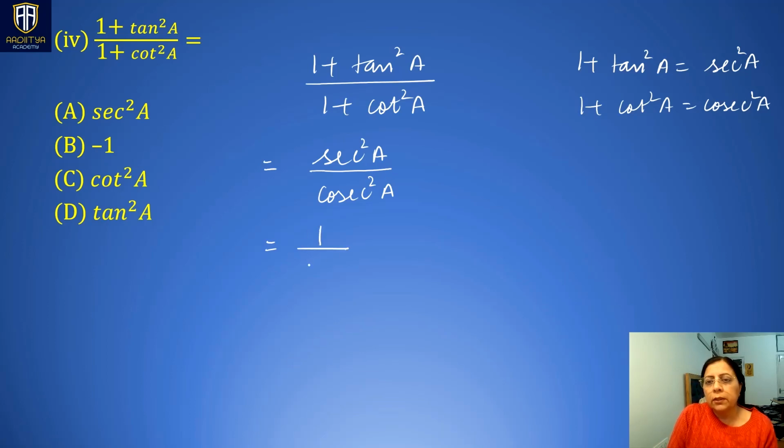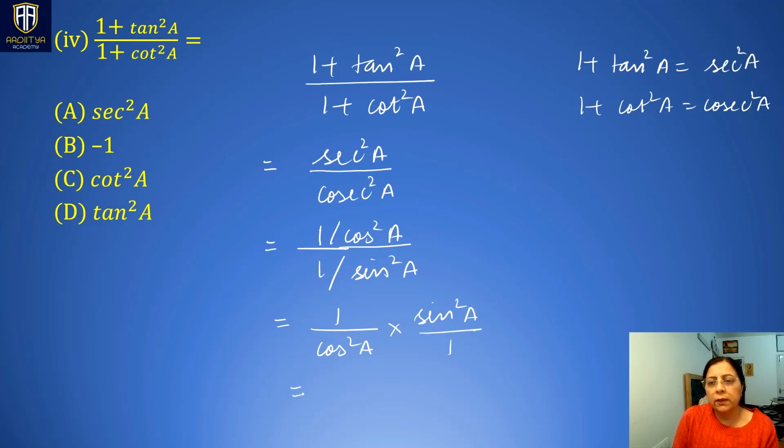Secant square A can be written as 1 upon cos square A, and this can be written as 1 upon sine square A. Both are fractions in a bigger fraction, so we can write it like 1 upon cos square A, and this can be flipped, sine square A over 1. So finally we have sine square A upon cos square A, which is tan square A. You can see that this is the last option, D. So answer becomes option D, that is tan square A.